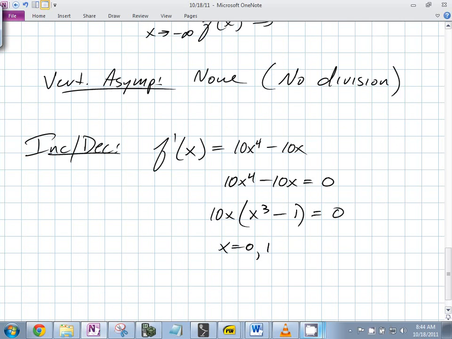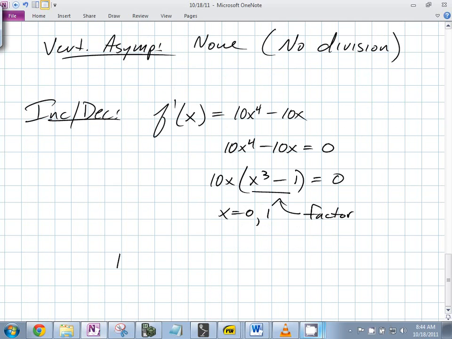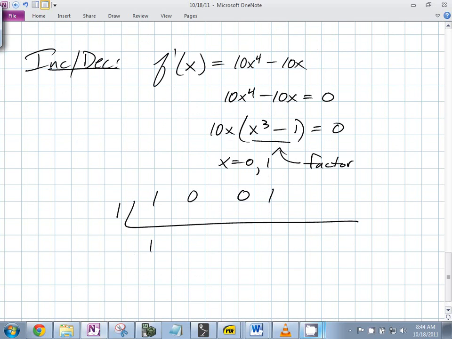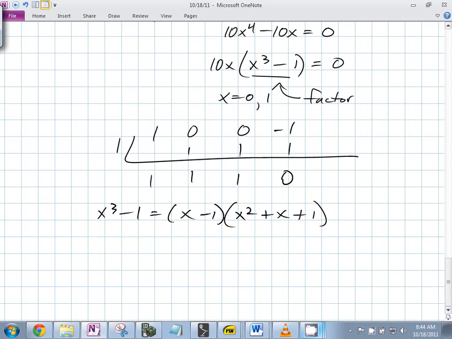So what do we need to do to this? We need to factor it. We know 1 goes into it nicely, right? What are the coefficients of x cubed minus 1? 1, 0, 0, negative 1. So you get 1, 1, 1, 0. So what's the factored form? x cubed minus 1 equals x minus 1 times x squared plus x plus 1. Now we ask ourselves, what are the zeros of that?